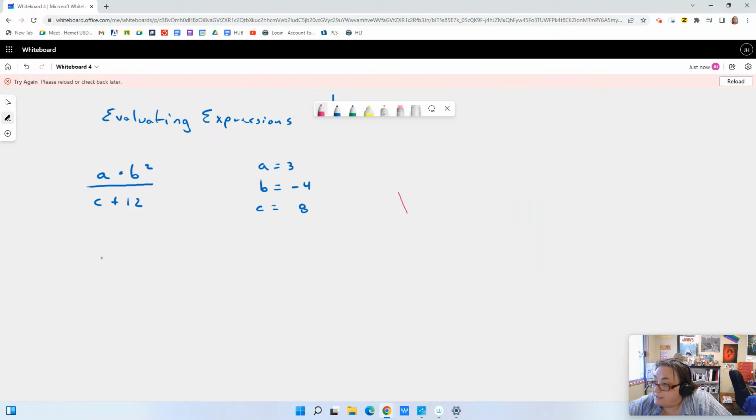So if I have this expression right here and I go, okay, well, I've got that a times b squared on the top. A equals 3, so I have 3 times b squared. Well, b is negative 4. I'm going to put that whole thing in parentheses. And the reason that I would put that in parentheses is that if I don't put it in parentheses, I'm only squaring the 4 and not the negative.